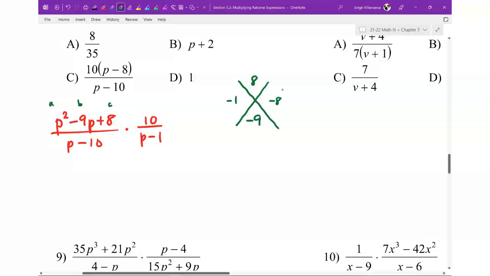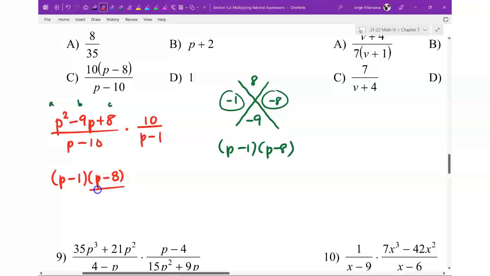No, right? Because my a term is a 1. So I don't need to divide. So my answer is going to be (p minus 1)(p minus 8) over (p minus 10) times 10 over (p minus 1). So let me write that down.